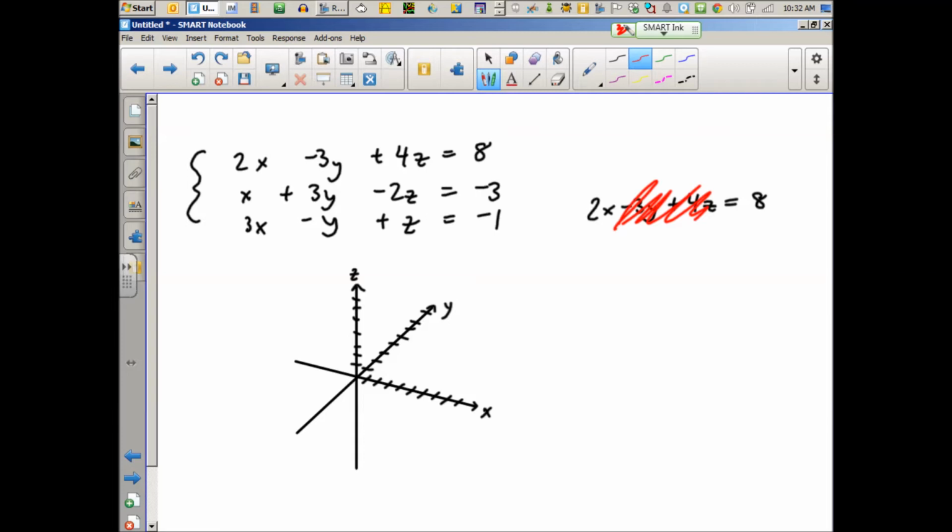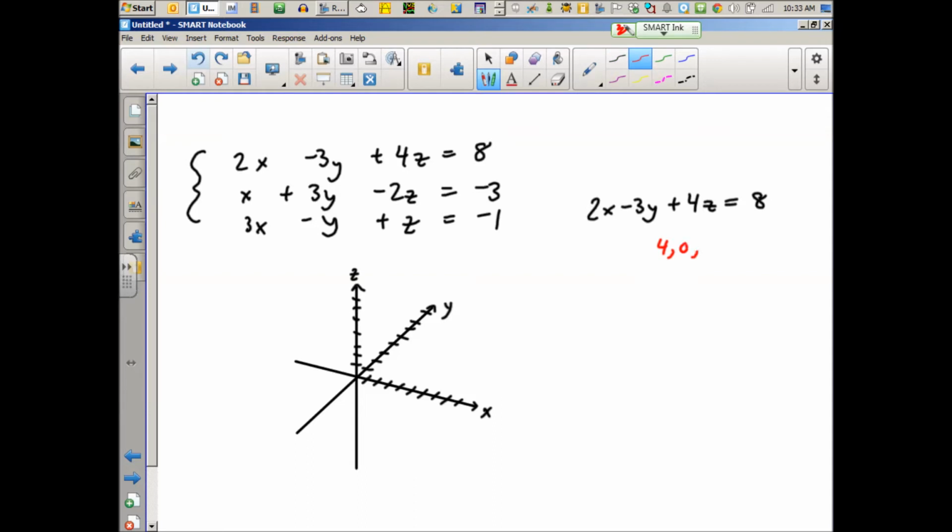So what does it look like? 2x equals 8. What's x? 4. So what this means is that when x is 4, both y and z are 0. Does that make sense? I covered up y and z, right? Meaning I'm making them 0. So 4, 0, 0 is definitely on the graph. Okay, 4, 0, 0. So I'm going to write that down.